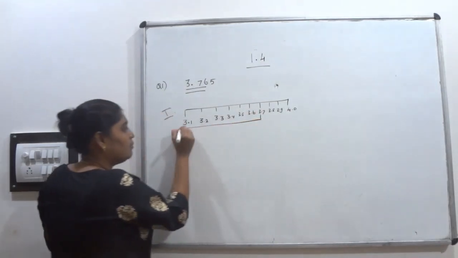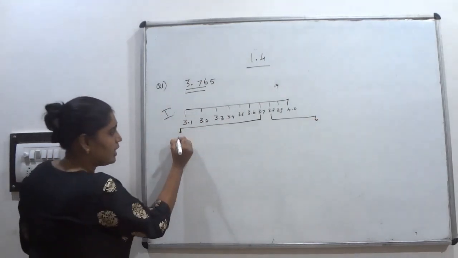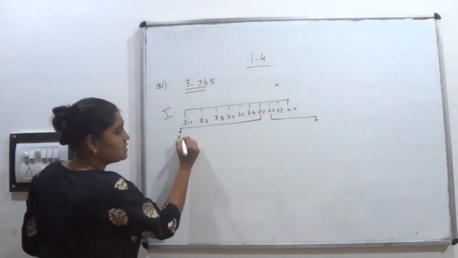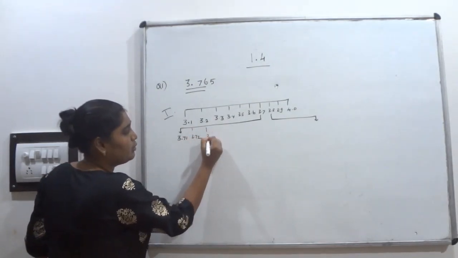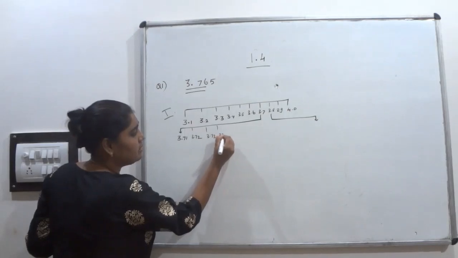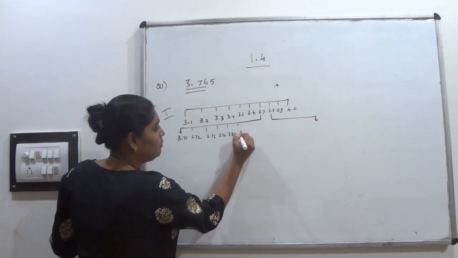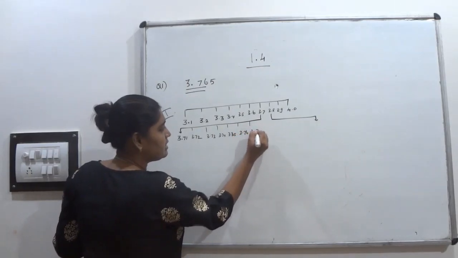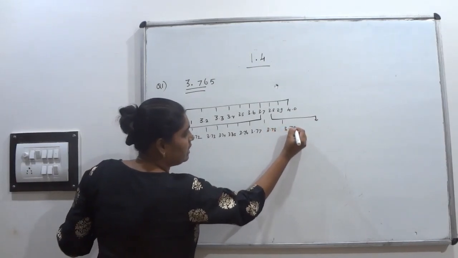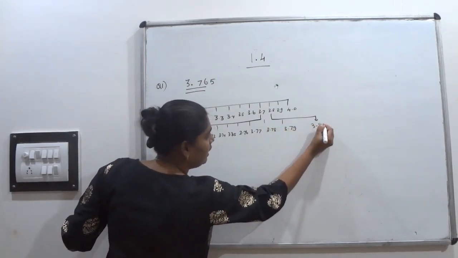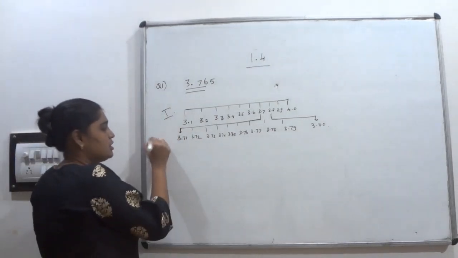See, 3.7 and 3.8. It will lie between them. So write it here: 3.71. Okay. Then 3.72, 3.73, 3.74, 3.75, 3.76, 3.77, 3.78, 3.79, and this is 3.80. Okay. Now, this is your second step over.